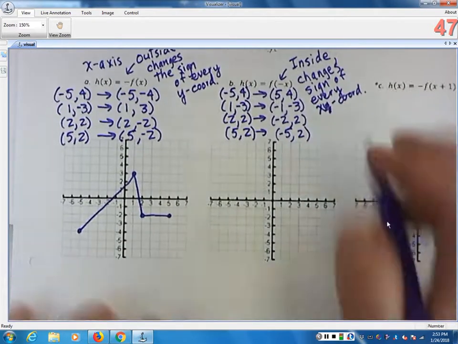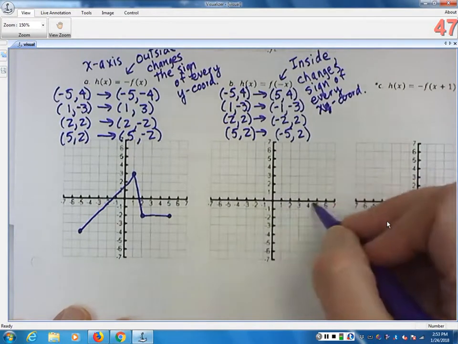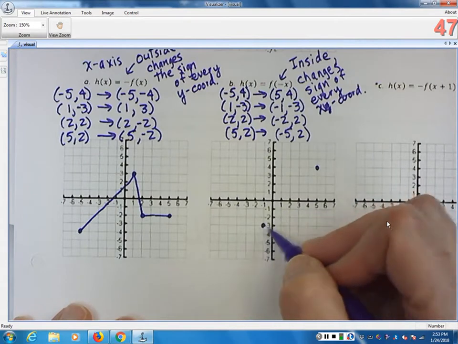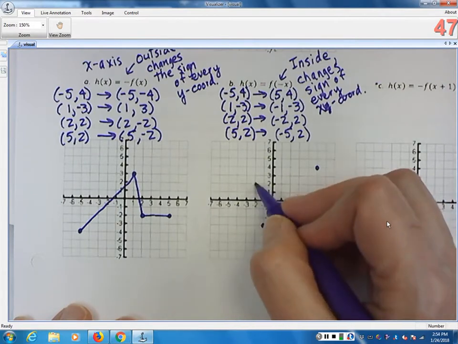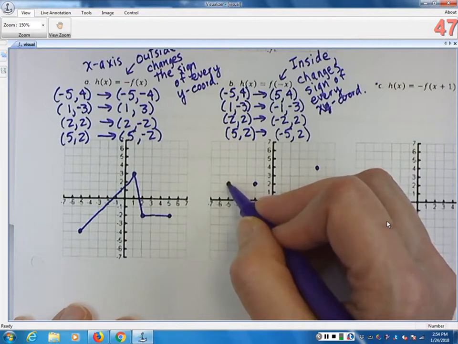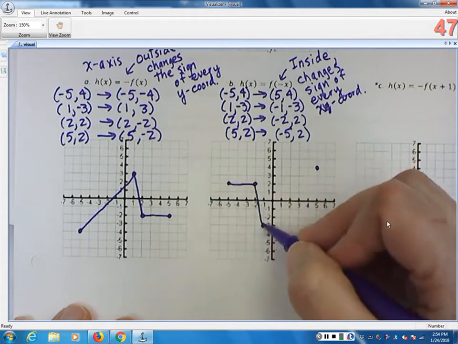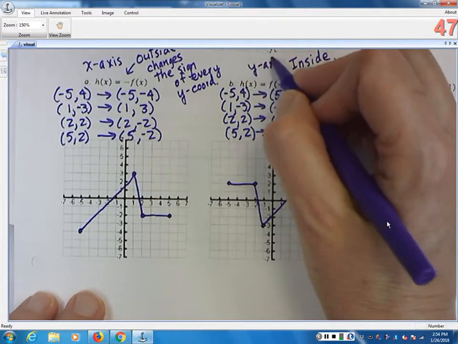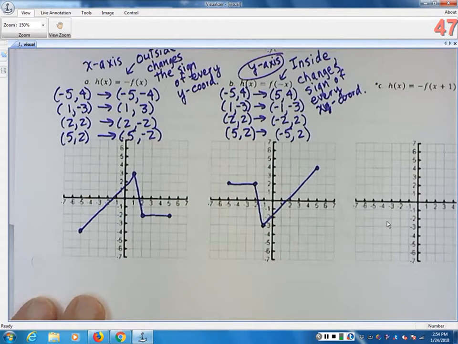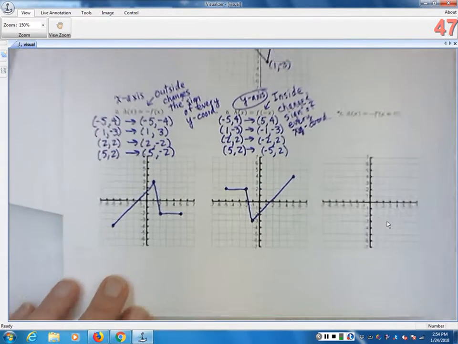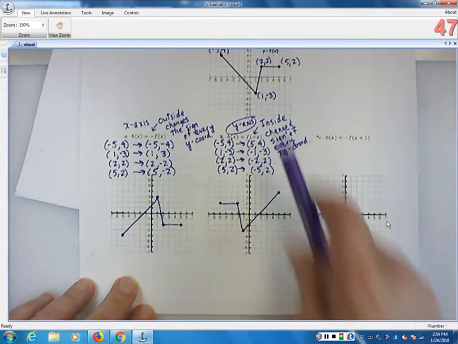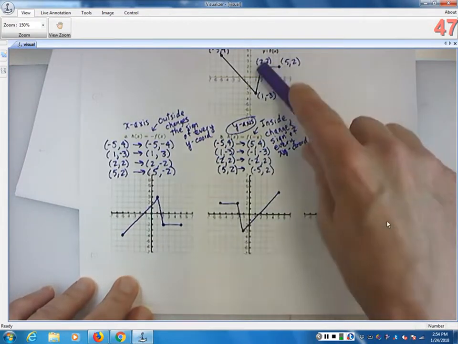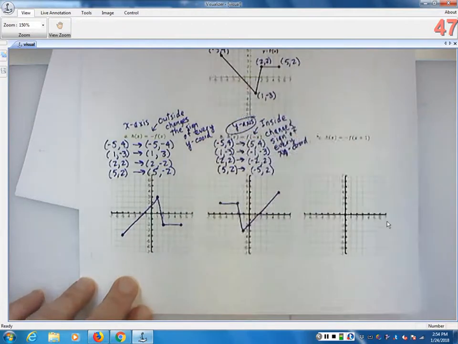Okay? So (5, 4), (-1, -3), (-2, 2), (-5, 2). Connect the dots. Did that make sense for flipping about the y-axis? If we look back at our figure, we're going about the y. This should show up over here. This should be over here. These should be over here. And it did. All right.